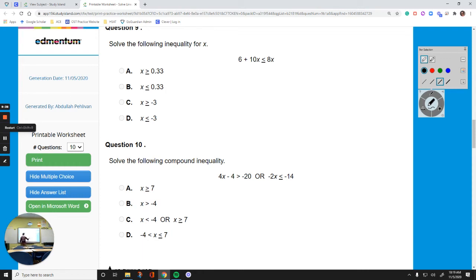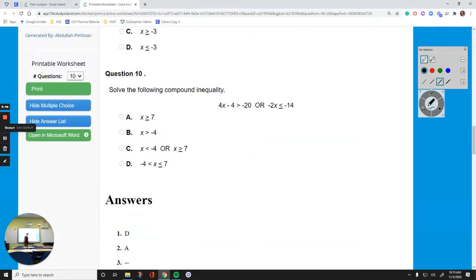You're going to solve these two separately. For this, the only difference is you're going to solve two of them together at the same time. Okay, in here, first, solve the first inequality, 4x minus 4.